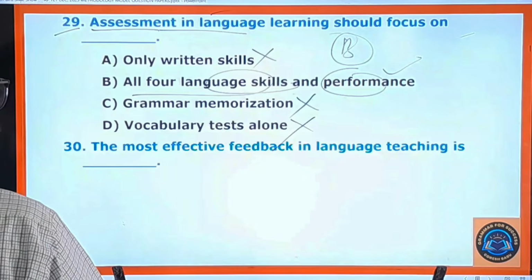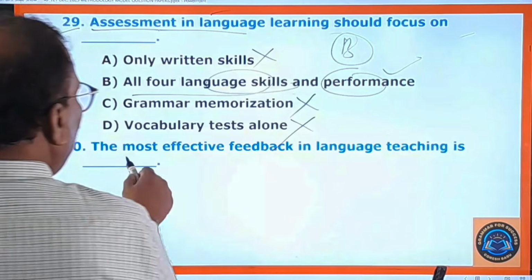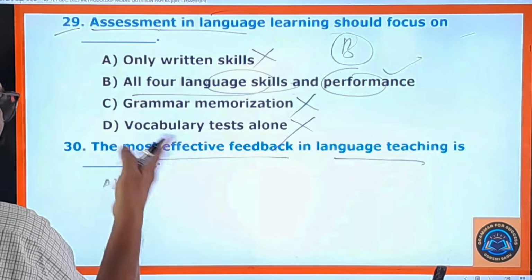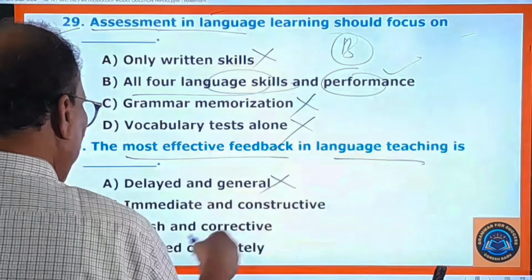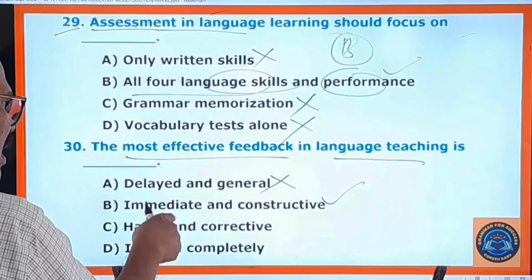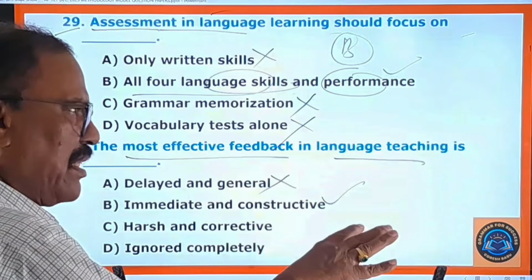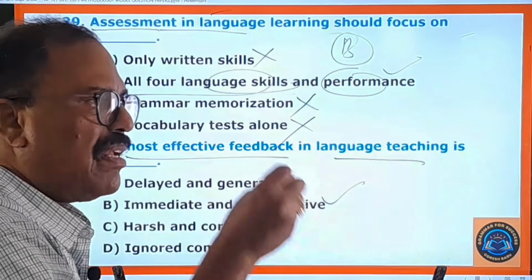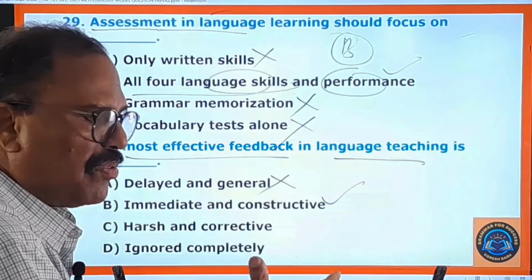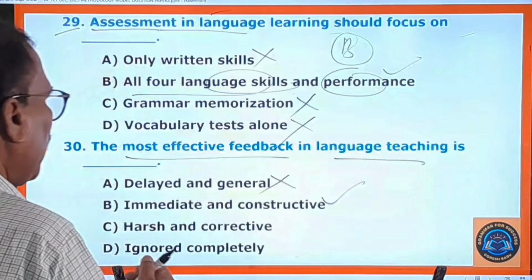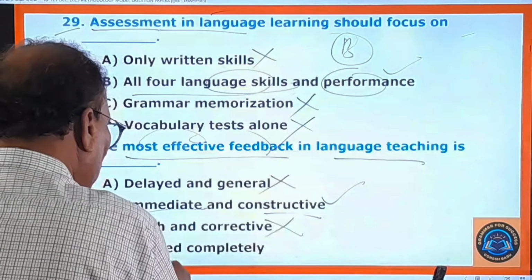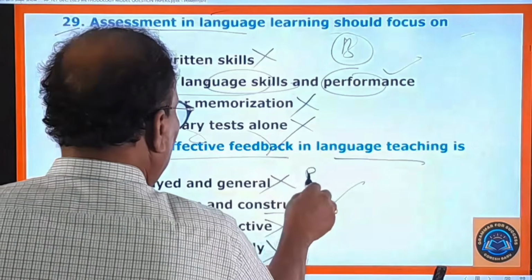And you move on to the 30th question of this question paper, the last one. The most effective feedback in language teaching is, what is the most effective feedback? Here you pay attention. Delayed and general? No. Immediate and constructive. The feedback must be immediate and it must be constructive. You should not make the learner nervous, disappointed, or insulted. So the most effective feedback is immediate and constructive, not harsh and corrective, ignored completely. So therefore, B is the right option.